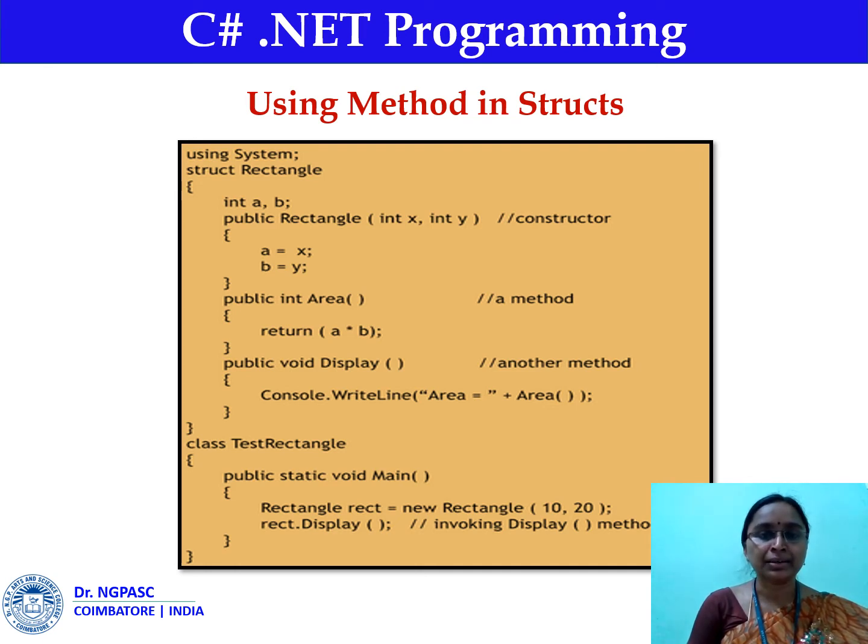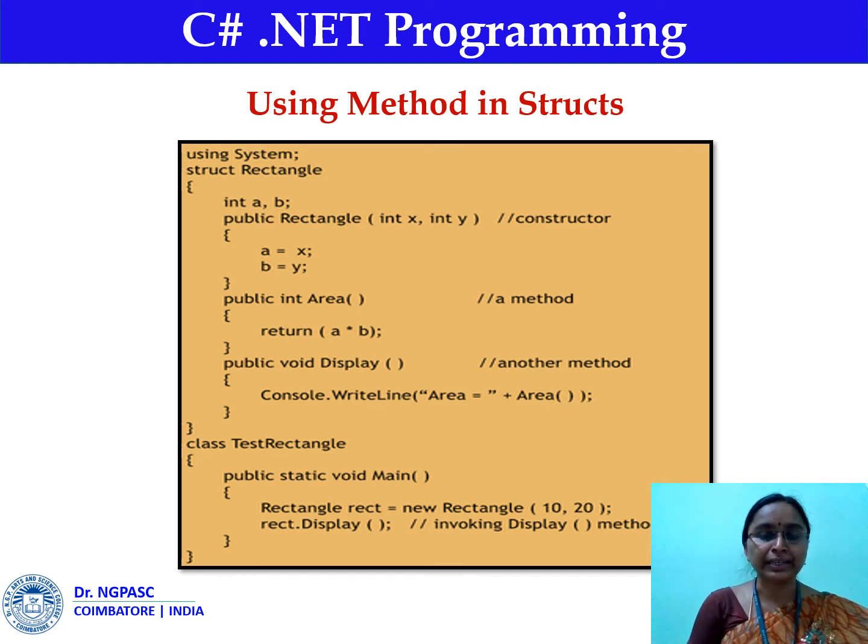The second method is the Area method. It just multiplies the values of a and b and returns them to the main statement, because it uses the return type integer, no? So it will return the value as an integer data type. Next we consider the Display method, that is used to just display the value of the Area method. What the Area method returns, that will be just displayed.